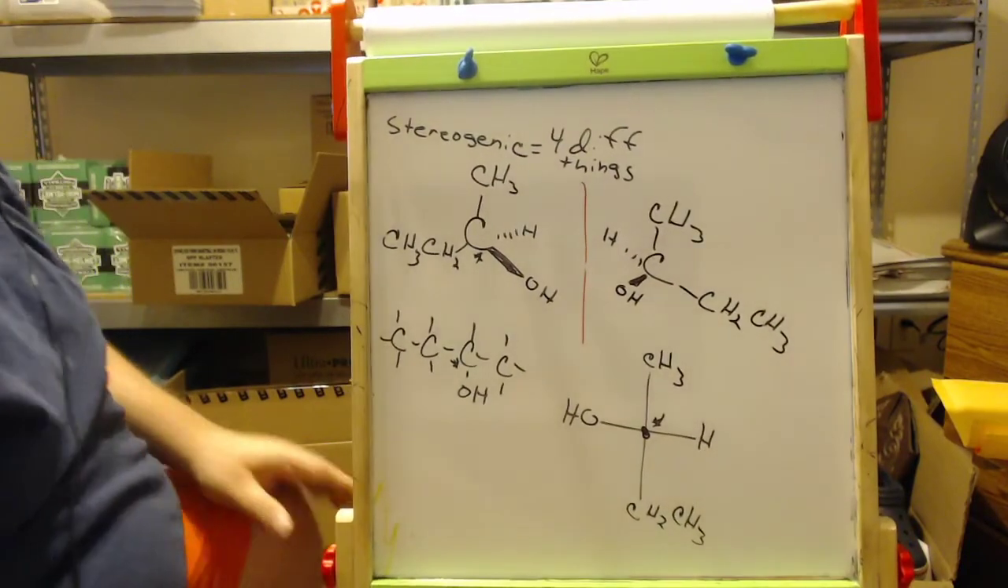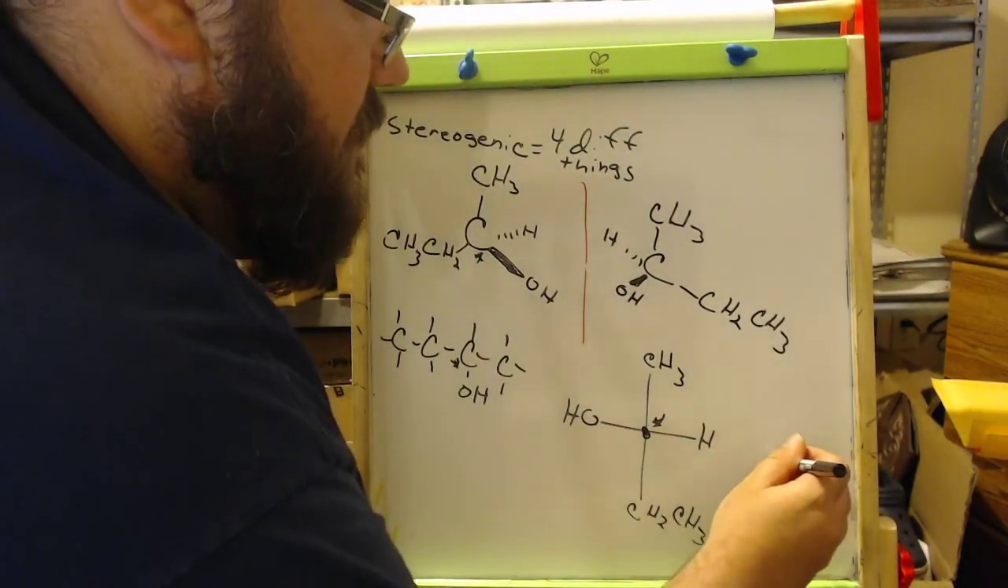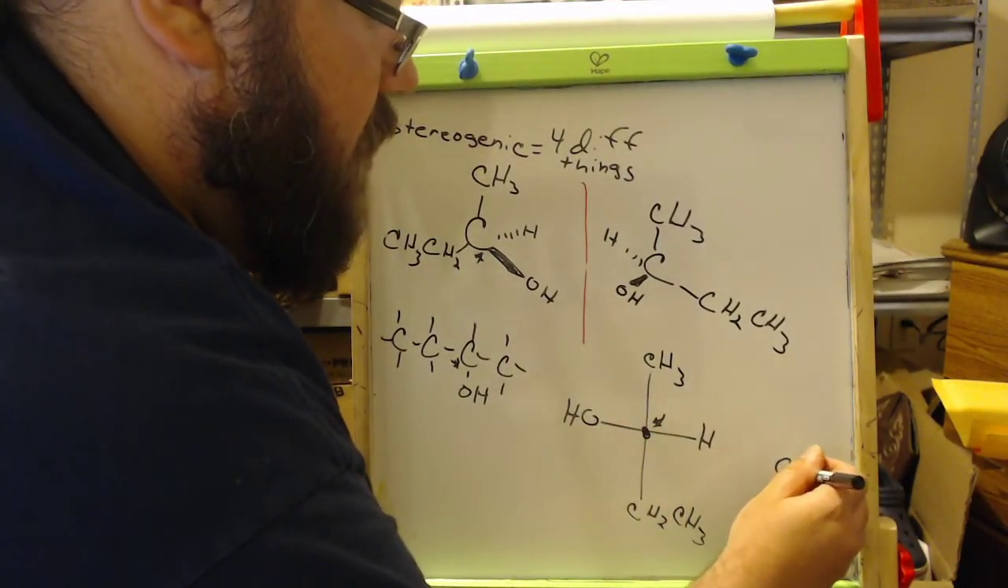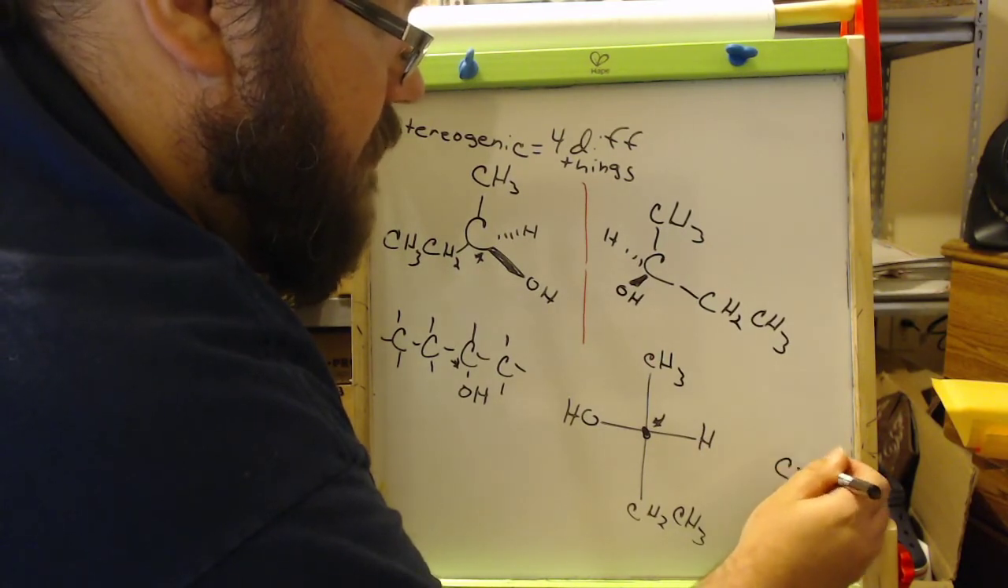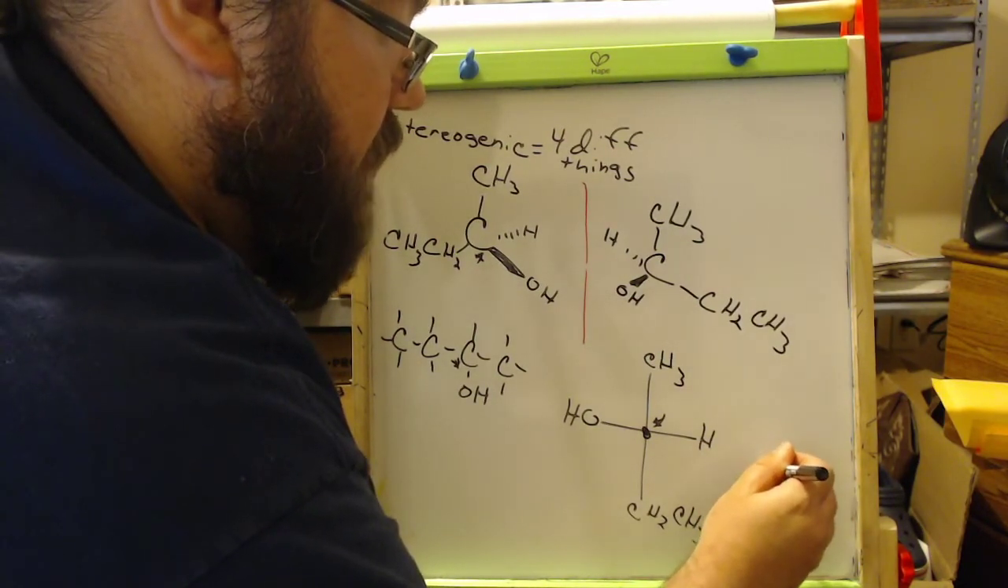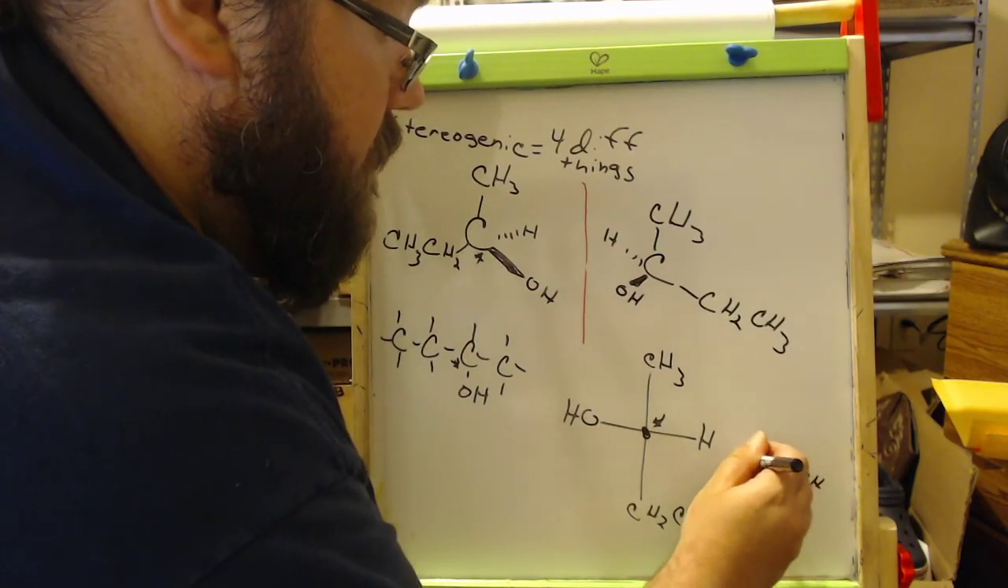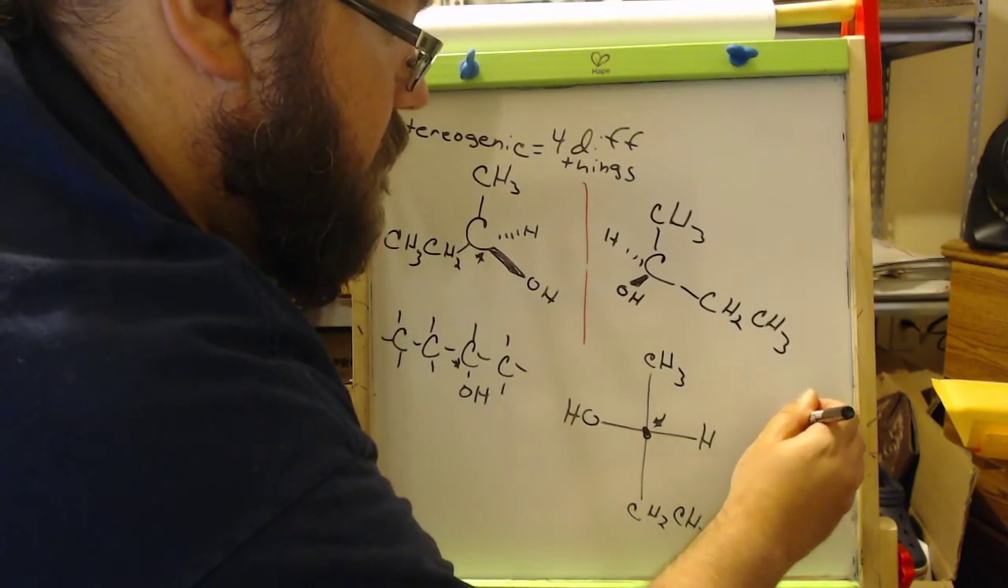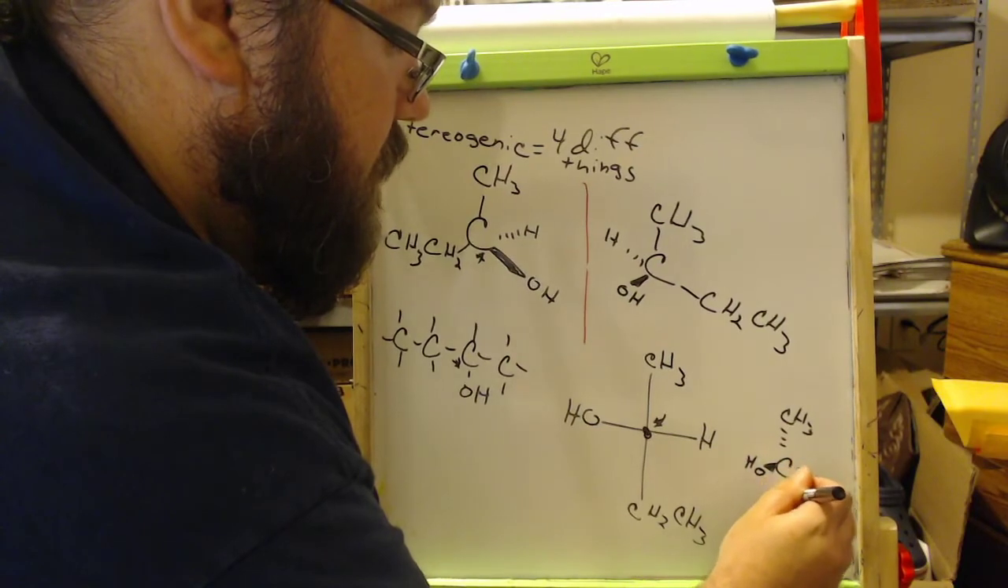What the Fischer projection shows for a stereogenic center is really this. Here's your carbon. This is coming out at me. This is also coming out at me. This is going backwards. And this is going backwards.